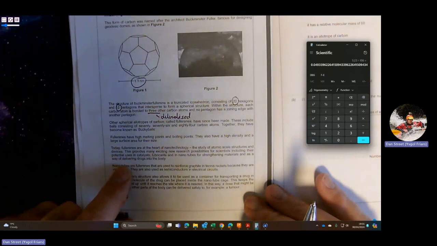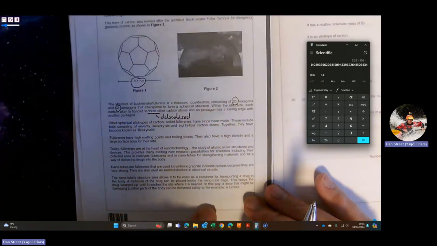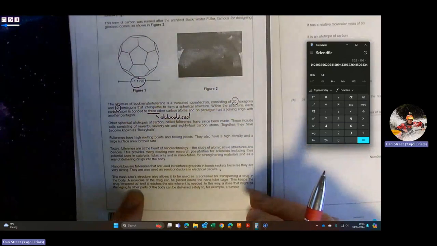This provides many exciting new research possibilities for scientists, including their potential use in catalysts, lubricants, and in nanotubes for strengthened materials and as a way of delivering drugs into the body. Nanotubes are fullerenes that are used to reinforce graphite in tennis rackets because they are very strong. They're also used as semiconductors in electrical circuits, so that sort of backs up the delocalized electrons.